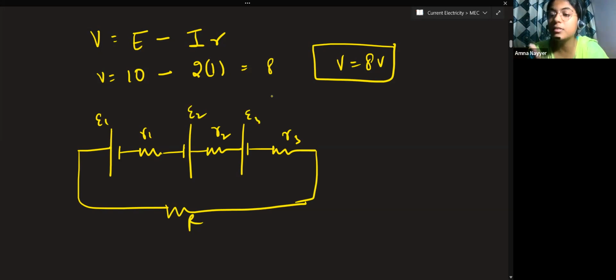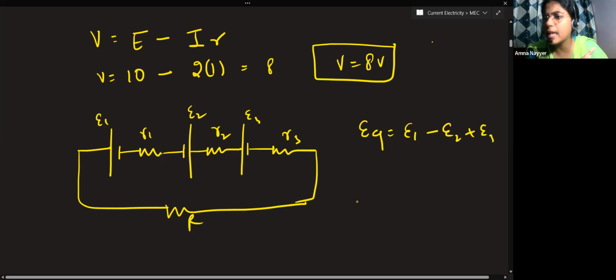In case of EMFs, whenever you are writing equivalent, always check the direction. If all of them, including the nth cell, are in the same order, then add directly. If any cell gets reversed, then definitely add a negative sign in front of it. In this manner, E equivalent: this and this one both have the same direction. Take one direction as positive and the other as negative. Let's say this is the positive one, so it becomes E1 minus E2 plus E3.